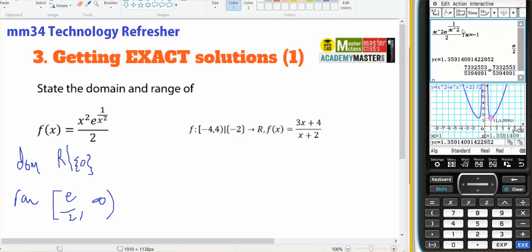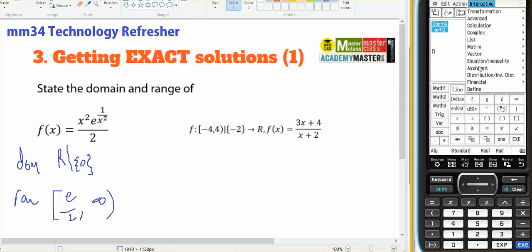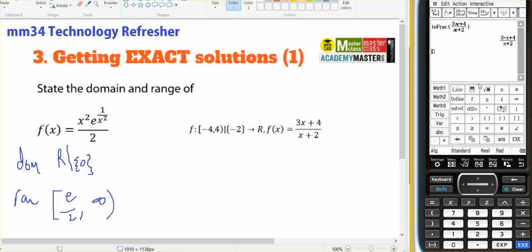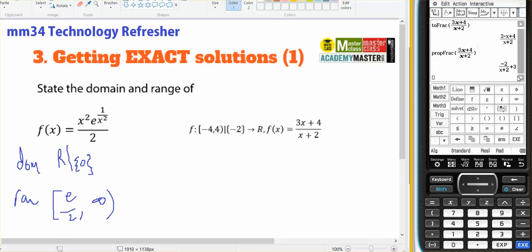For this second one, I might go edit, clear all, okay. I've got, bring up my keyboard, fraction 3x plus 4 over x plus 2. Now, this actually is a hyperbola. I can confirm that it's a hyperbola if I do transformation, fraction to fraction. So, sorry, I'll do that again. Transformation, fraction, proper fraction. And there it is there.